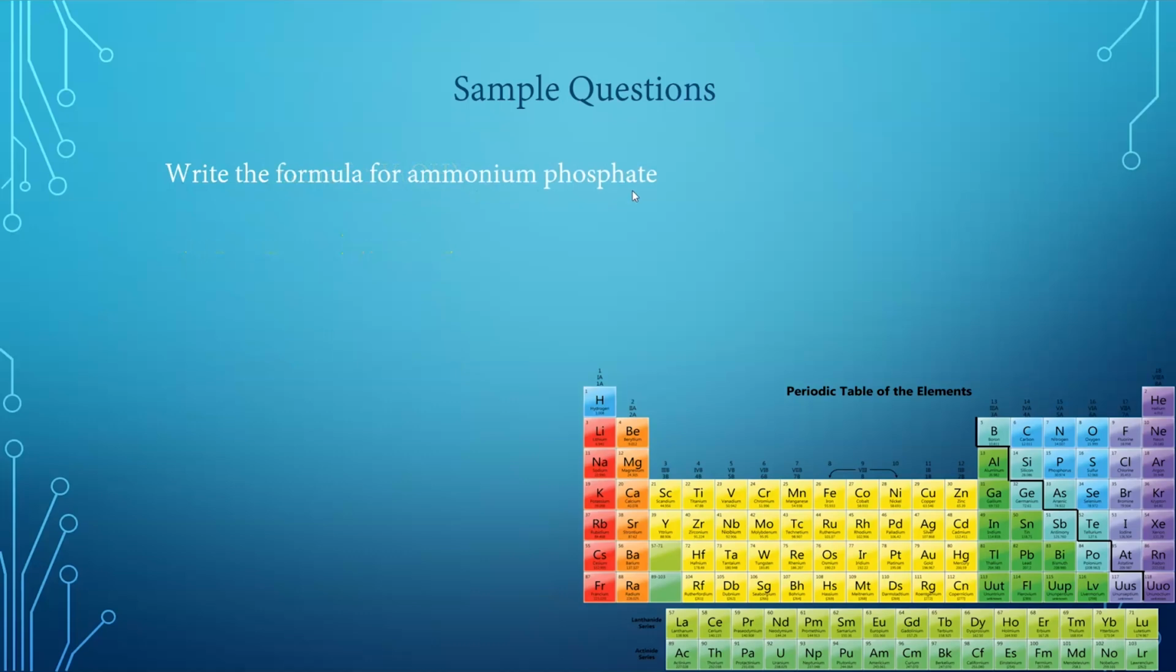Ammonium phosphate. I threw in 2 polyatomic ions in this one, so you'll have to learn those, of course. Ammonium is NH4+, and phosphate is PO4 3-. Since this is a -3 and ammonium's a +1, we would need 3 ammoniums to balance out the charge on that single phosphate ion. So it'd be (NH4)3PO4.